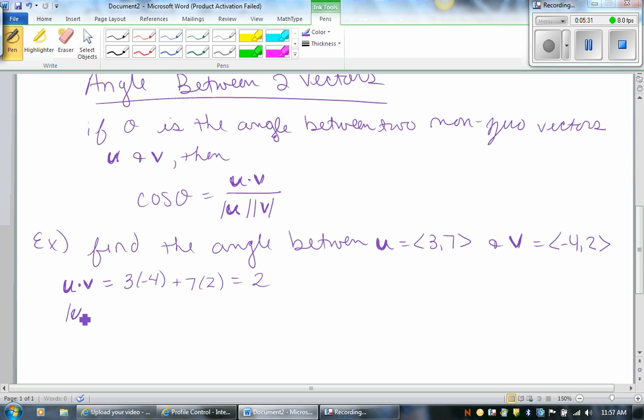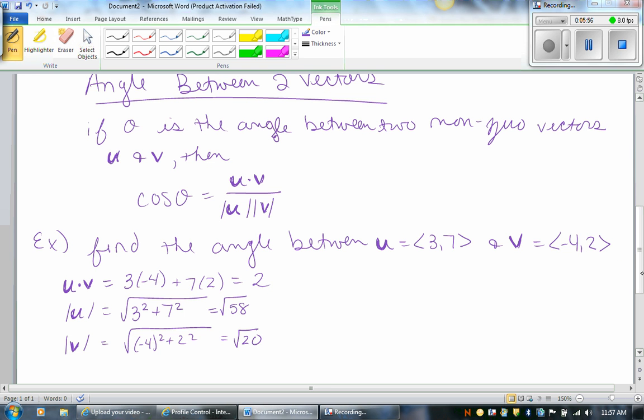Then what we're going to do is we're going to find the magnitude of vector U. So it's the square root of the sum of the squares of each component, which is going to give us a square root of 58. And then we're going to find the magnitude of vector V, which again is the square root of the sum of the squares of each component.